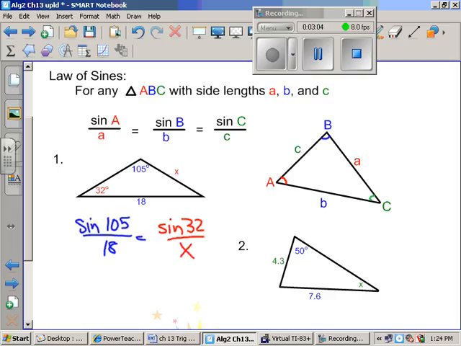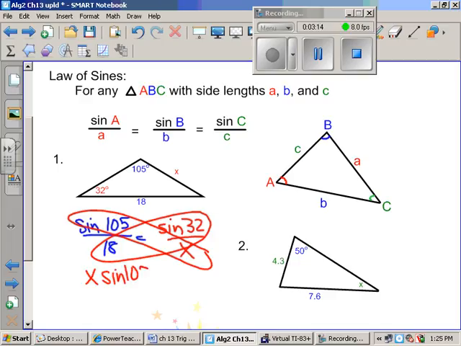Okay. Then I cross multiply. So I get x times the sine of 105 is equal to 18 times the sine of 32. Okay? So I'm going to multiply 18 times the sine of 32, then I'm going to divide both sides by the sine of 105. So let me do that real quick.